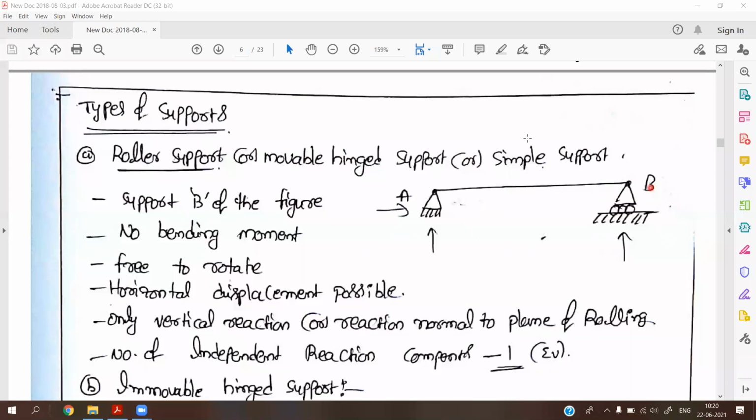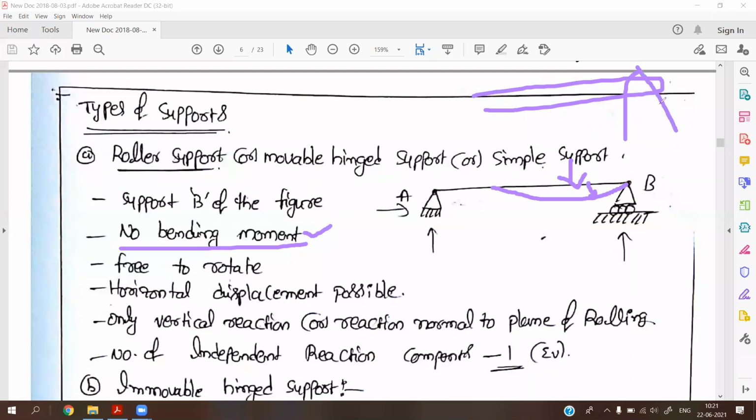In this roller support, if you observe before and after application of the load on the span AB, the beam may rotate in this way. Therefore it does not offer any resistance to the bending moment. So there is no bending moment developed in the support B, the roller support, because it has a hinge connection.